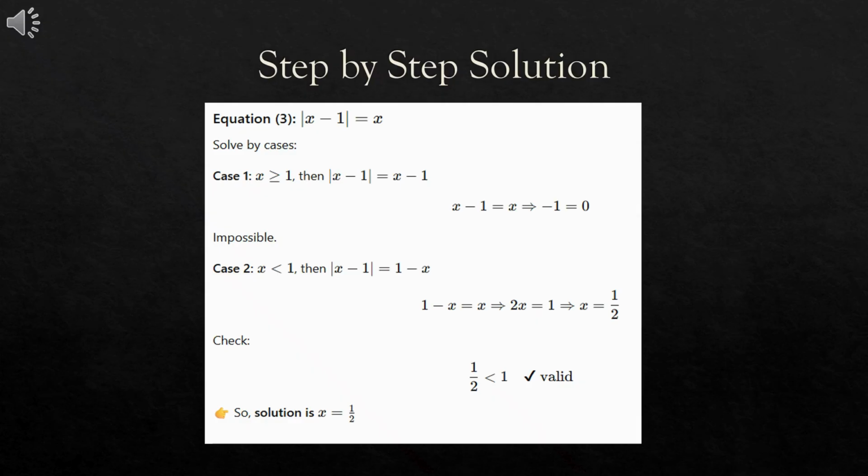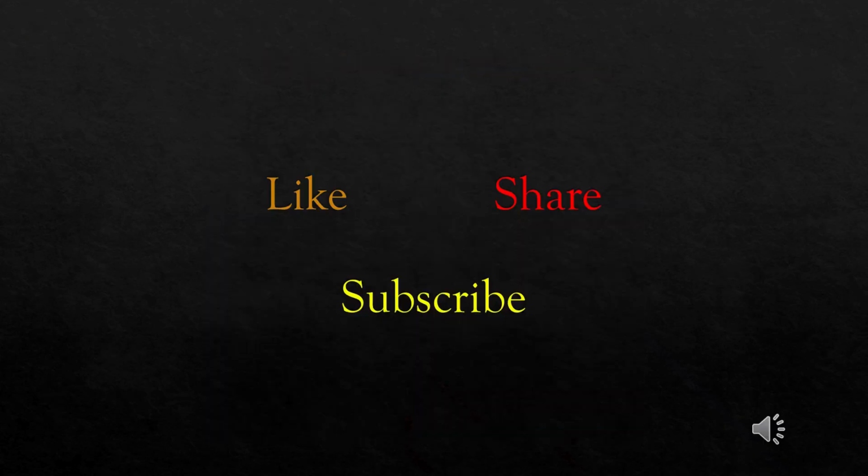Case 2, when x is less than 1. Then, 1 minus x is equal to x. Add x to both sides. 1 is equal to 2x. So, x is equal to 1 over 2. Now, check the condition. 1 over 2 is less than 1. So, the solution is valid. Final answer. X is equal to 1 over 2.